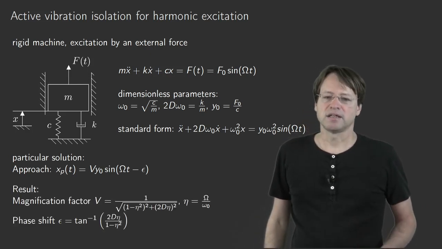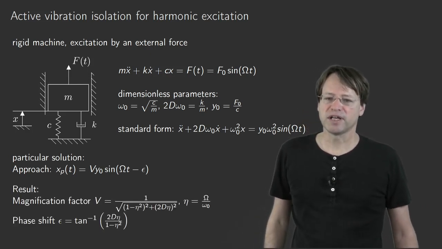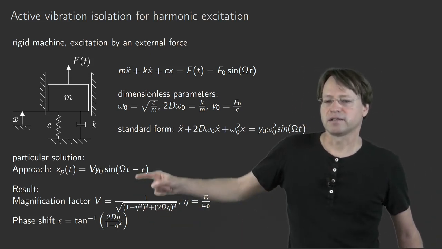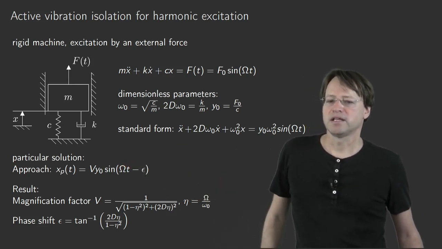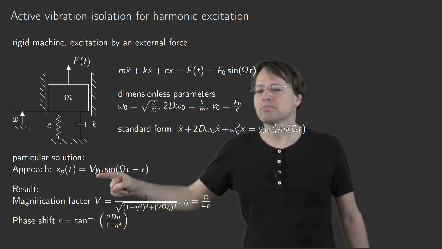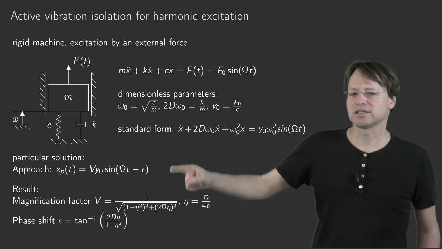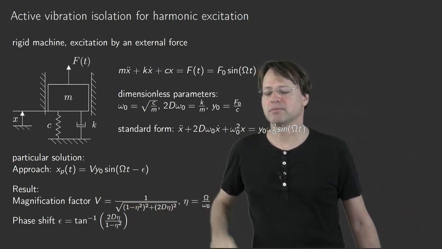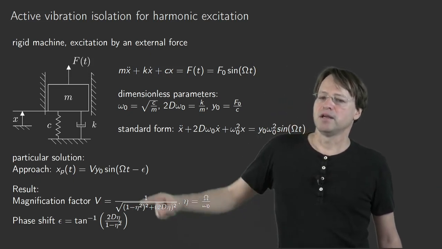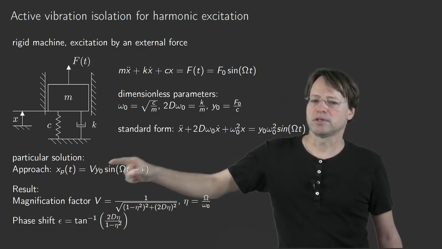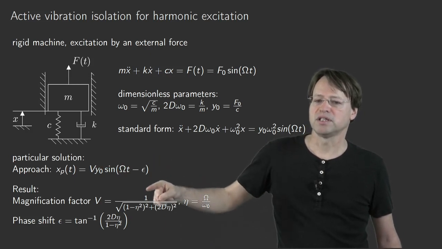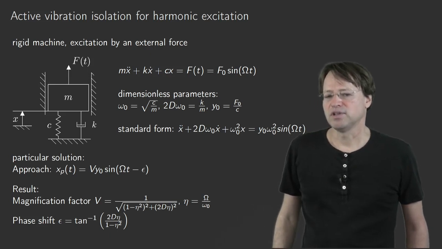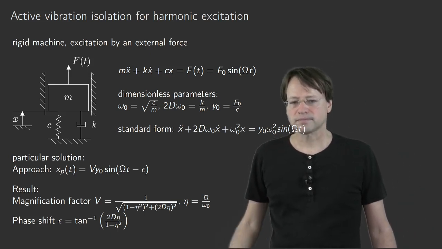The result is then an equation for the magnification factor and an equation for the phase shift. And due to the fact that y naught is part of that approach on the left-hand side, so part of the amplitudes, as I promised, y naught will cancel and you will not find y naught in that magnification factor. If you would take a V here without having y naught there, then you would see y naught in the numerator of that magnification factor, of course.